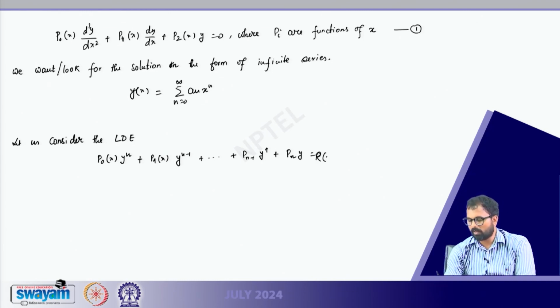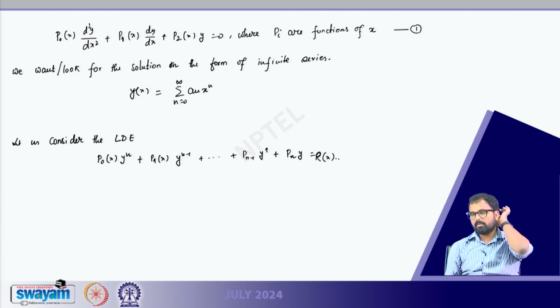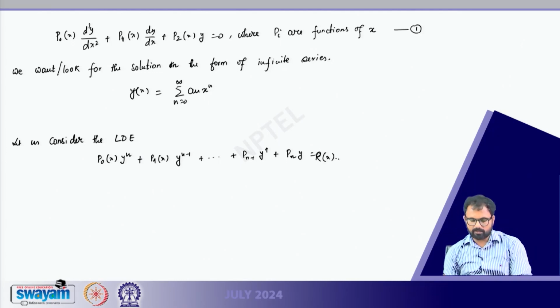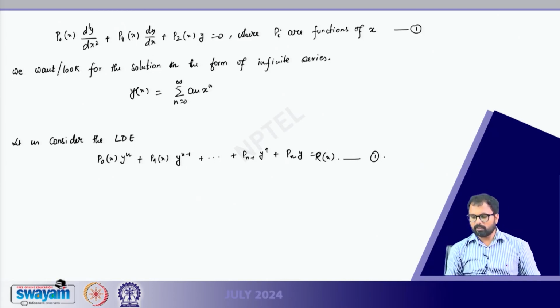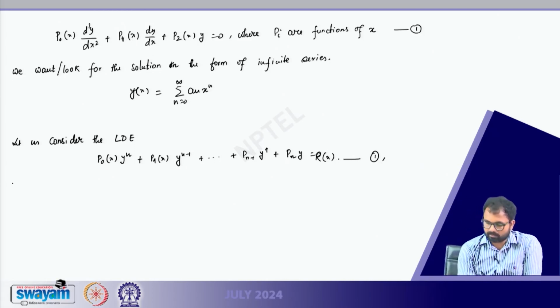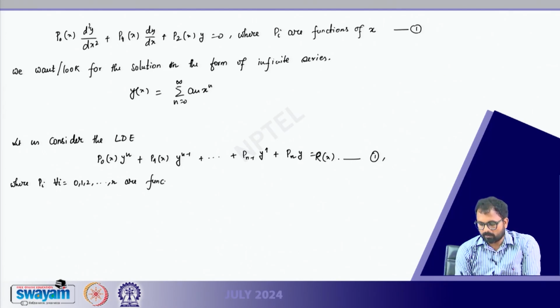or some function of x. So we can also have r(x). It can be 0 or it can be some function of x, it's all fine. Let us call this again equation number 1. Here the pi's, for all i running from 0, 1, 2, 3 up to n, are functions of x.